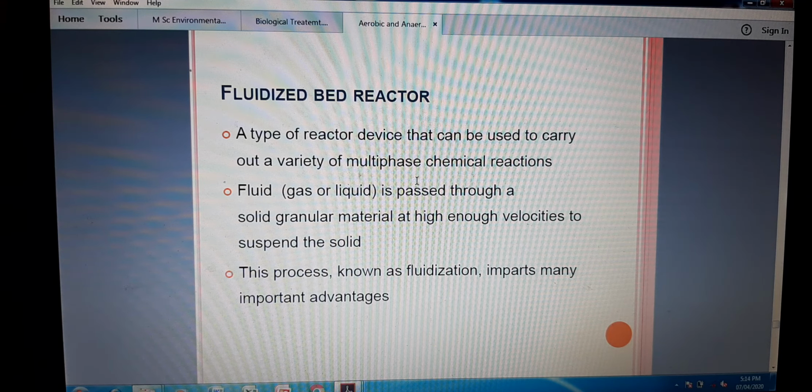treatment. Afterwards we will see the next subunit, that is the fluidized bed reactor, and the last is the continuous stirring tank reactor. Okay, thank you.